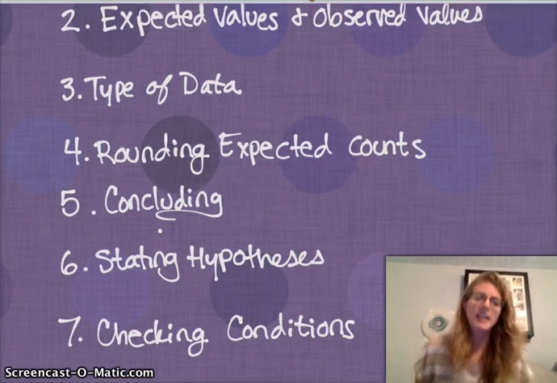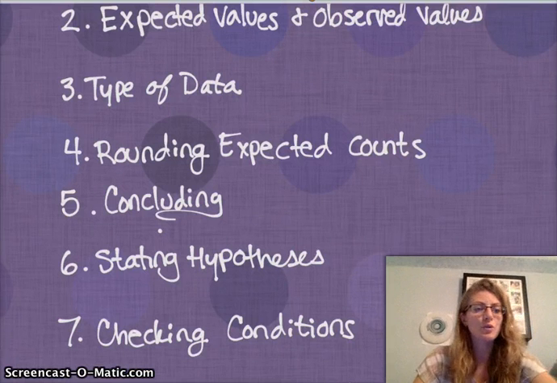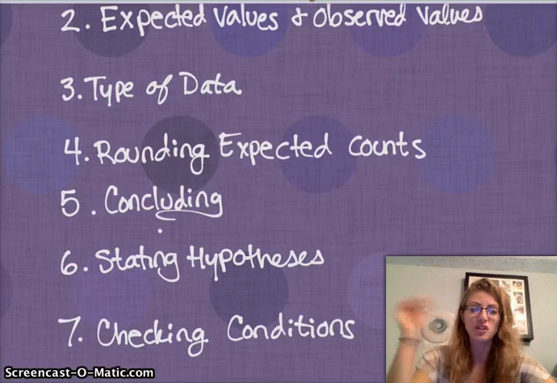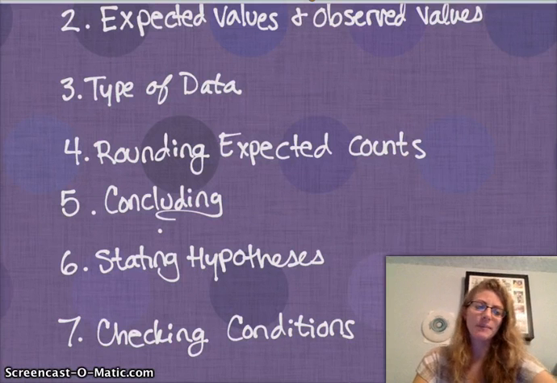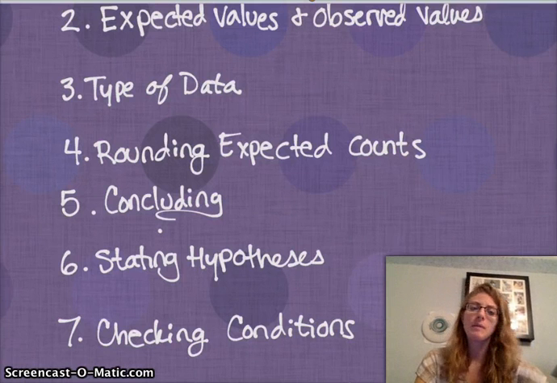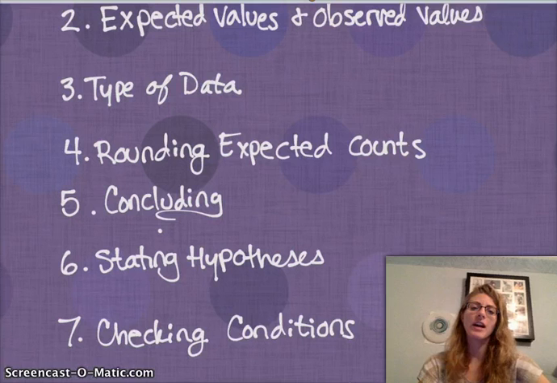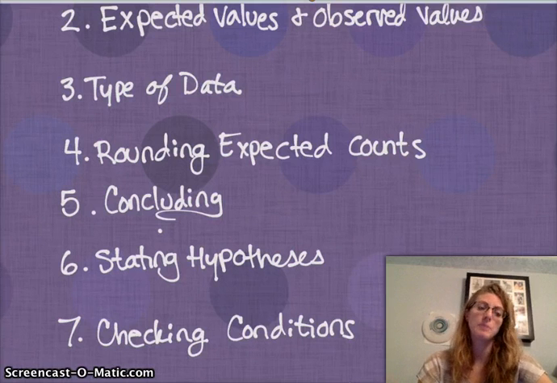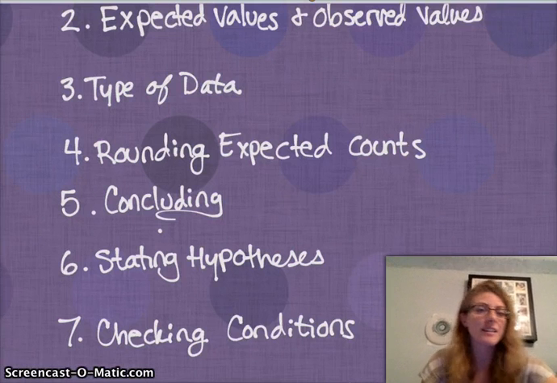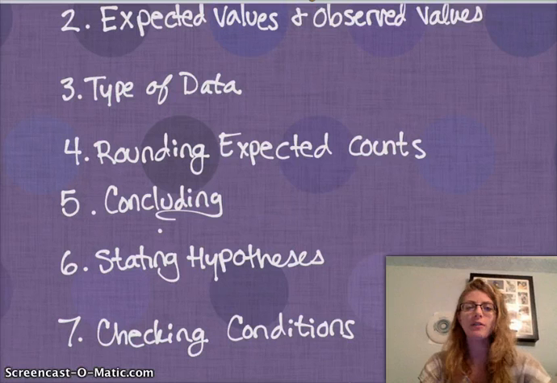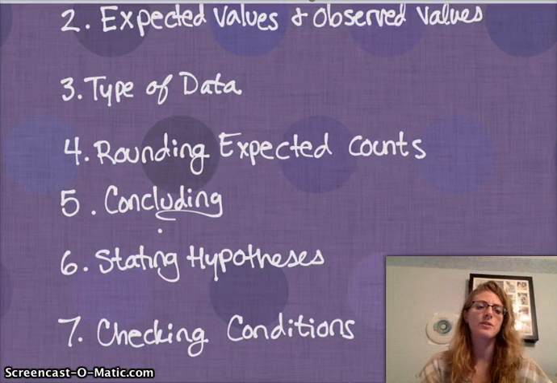Couple things when checking conditions. Number one, don't just write what the condition is and then just check it off. You have to actually show us the values. So for the expected counts, remember, checking conditions, a very common error is that people put the observed values, what you got in your sample, in the checking conditions part, but that is not correct. You have to do the expected counts.